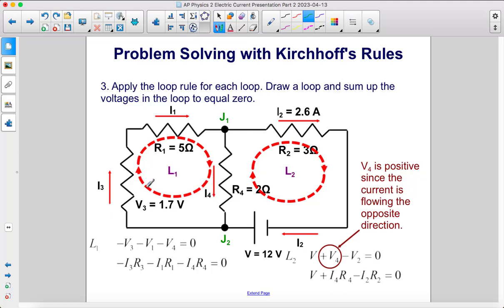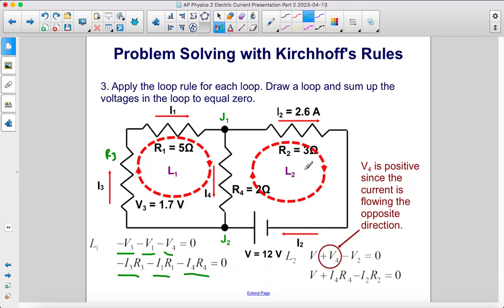So in this loop, we have R3 here, we have R1, and R4. As we go around this way, we're going in the direction of current. So going through this resistor, we're going in the direction of current, therefore this voltage drop, V3, will be negative. V1 will also be negative because we're going in the direction of current, and V4 through R4 here is also negative. Then we can replace those V's with IRs because that's Ohm's law, and all three terms are negative and they add up to 0.